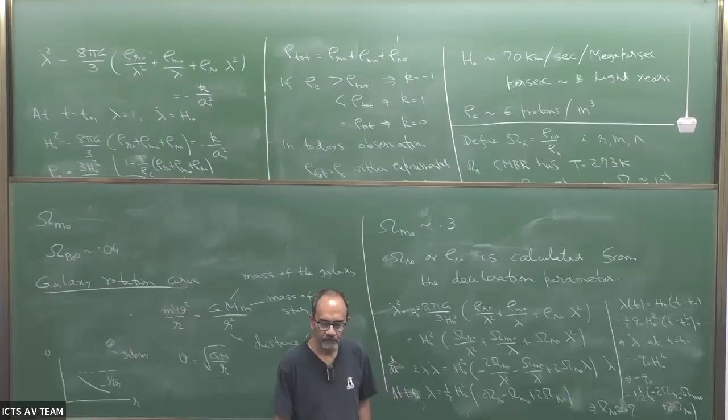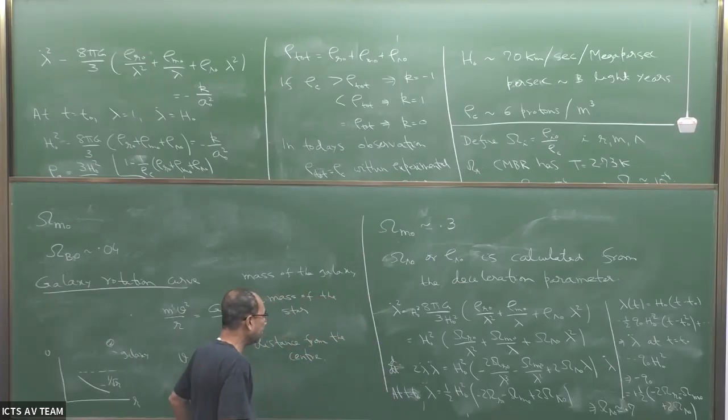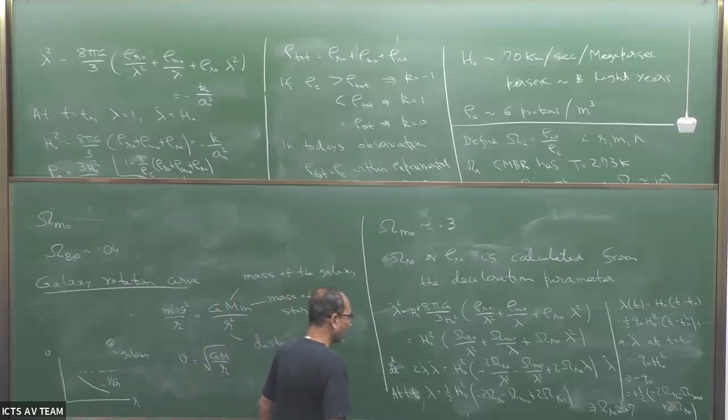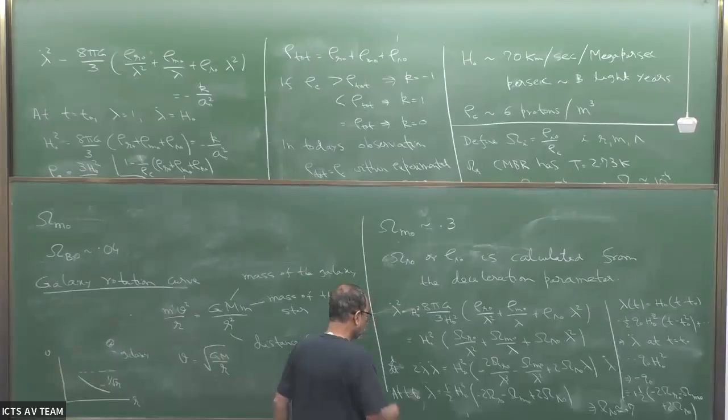Is this okay? Right. So from tomorrow then, this will be the key equation that we'll try to analyze. Not tomorrow, next week. Lambda dot square is this.